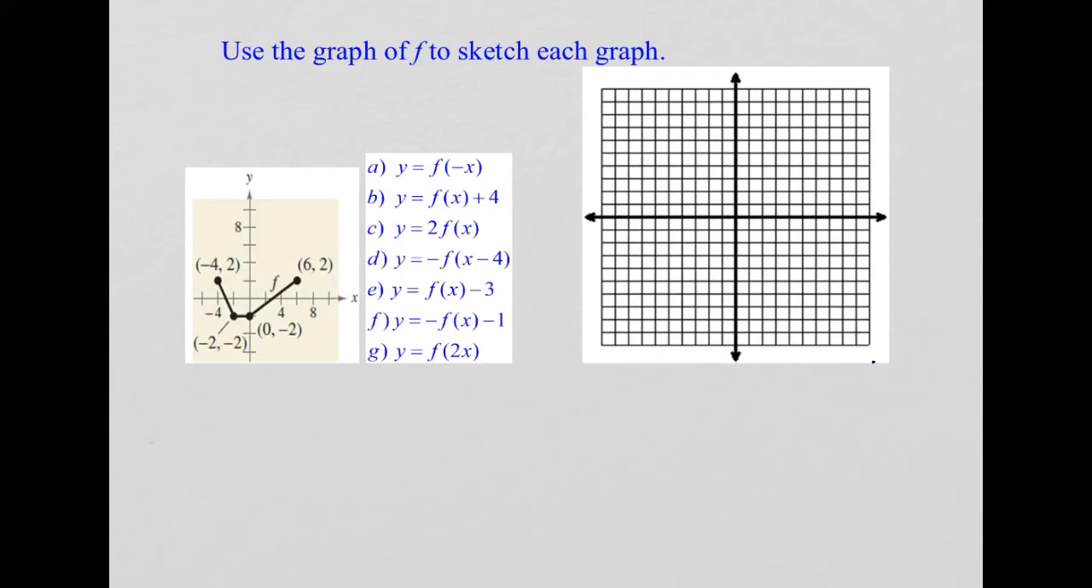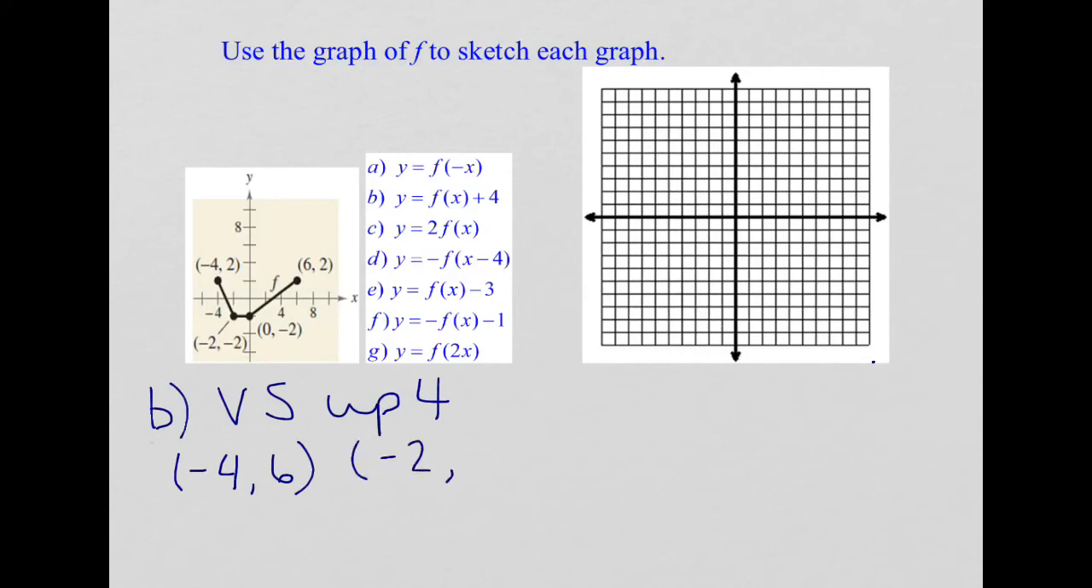If we do B, we know that's going to be a vertical shift of plus 4. So that gives me the points negative 4, 6, negative 2, 2, 0, 2, and 6, 6. And those are the transformations for B.